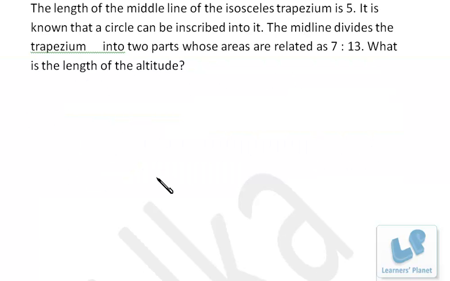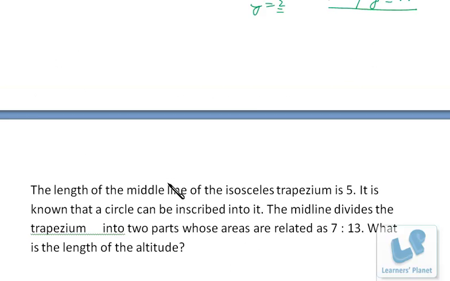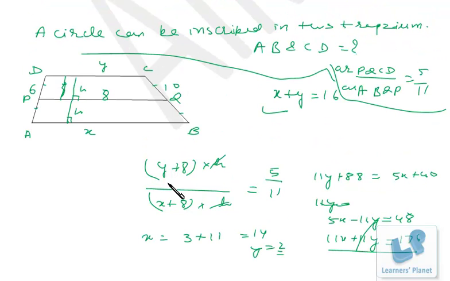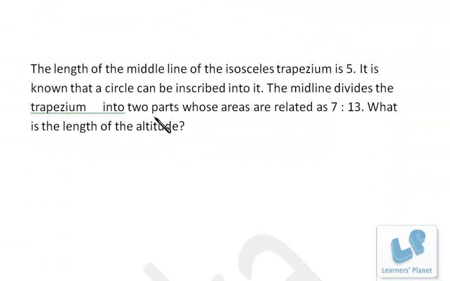That means the sum of parallel sides should be equal to the sum of non-parallel sides, right? Now, we know the length of the midline. That means the length of the parallel sides will be what? Double that. Suppose the lengths of the parallel sides are x and y. So x plus y will be double of this, that's 10. That means the sum of parallel sides is 10.